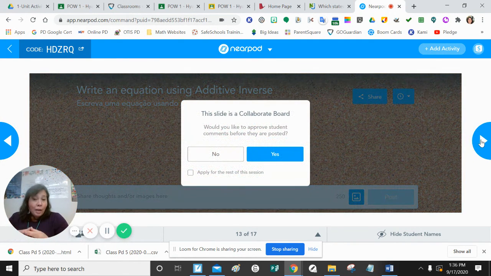So I asked everybody to write an equation showing the additive inverse, where you take a positive number and you add it to its opposite, and you're going to get 0.